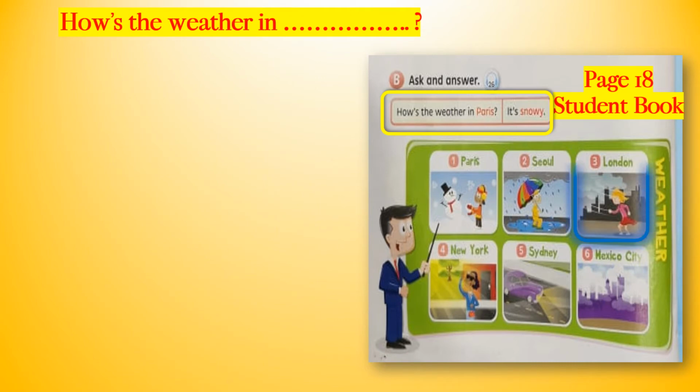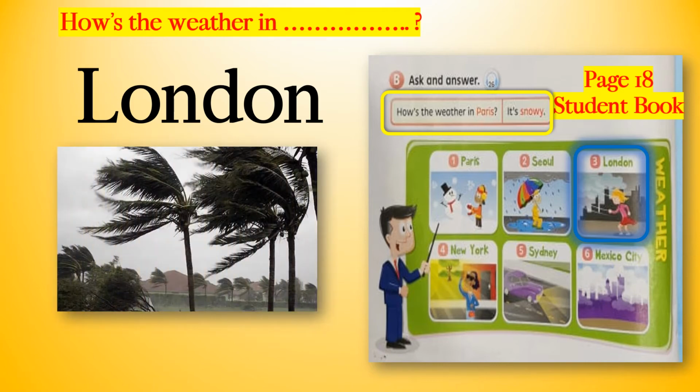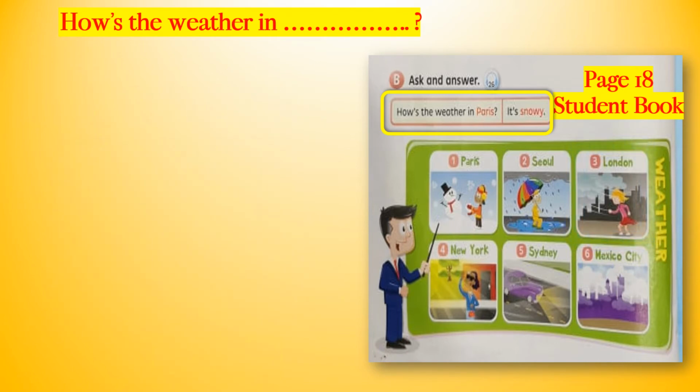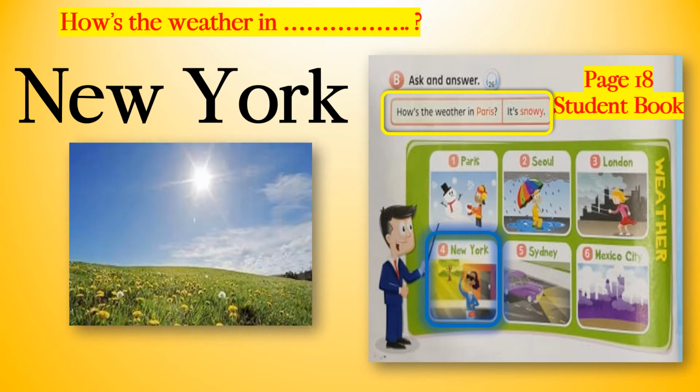Number 3. How's the weather in London, where I come from? How's the weather in London? Look at the picture. It's windy. It's windy. Number 4. How's the weather in New York? New York. How's the weather in New York? Ooh, that's nice. Like Thailand. It's sunny.